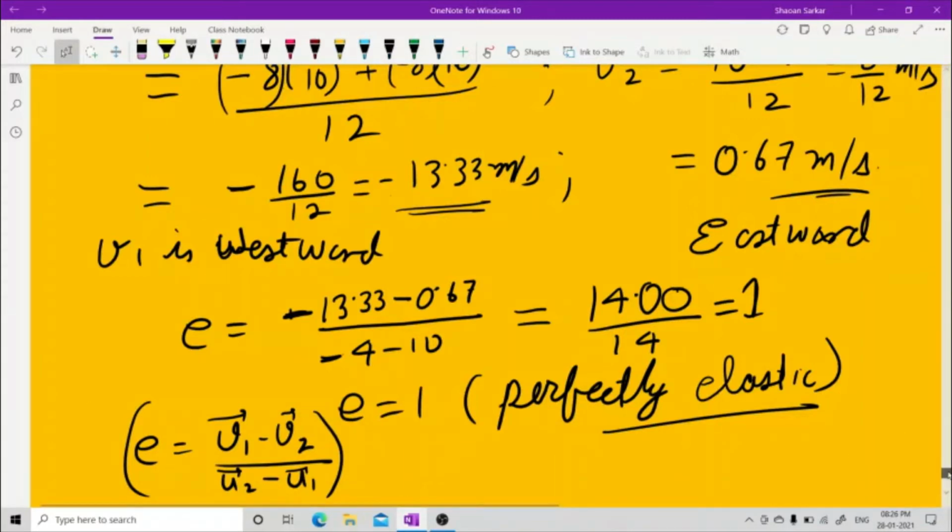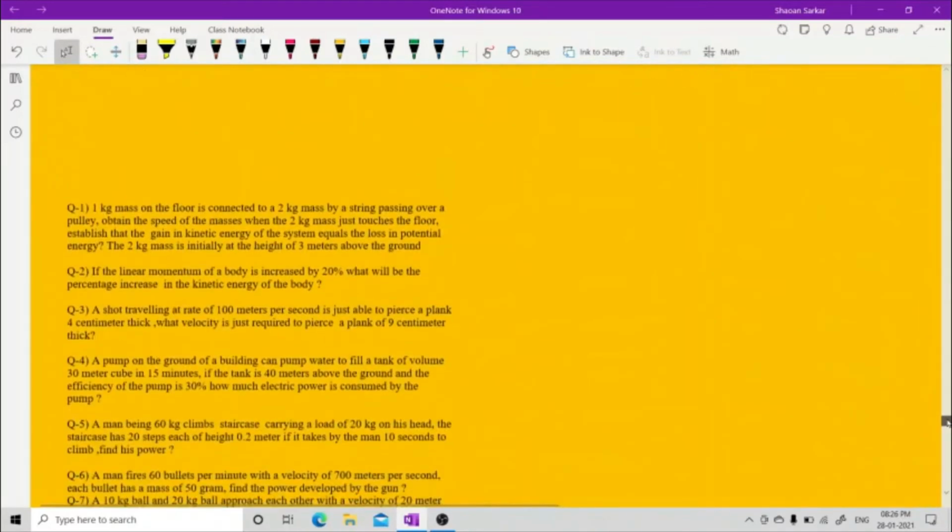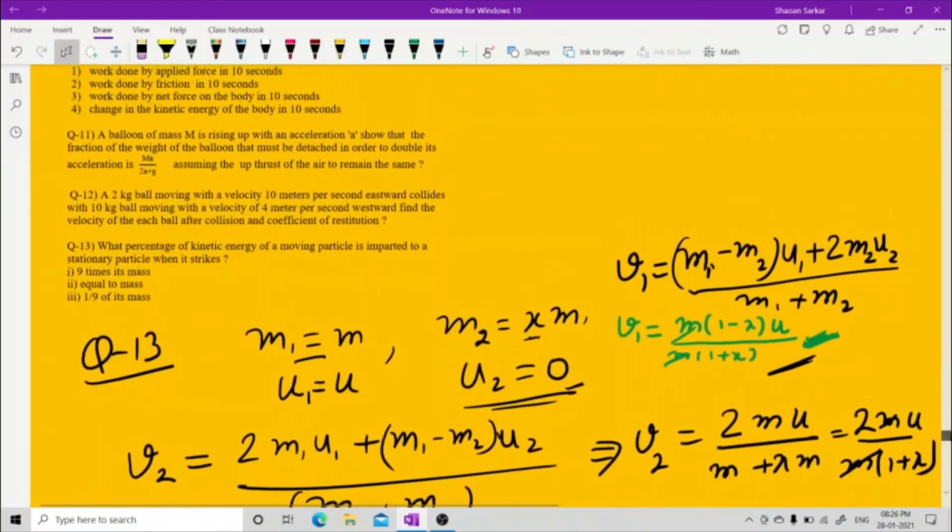Let us see the next question very quickly. Here it is. Yes, question number 11: a ball of mass m is rising with an acceleration a. Show that the fraction of the weight that you must throw out in order to double its acceleration is this.